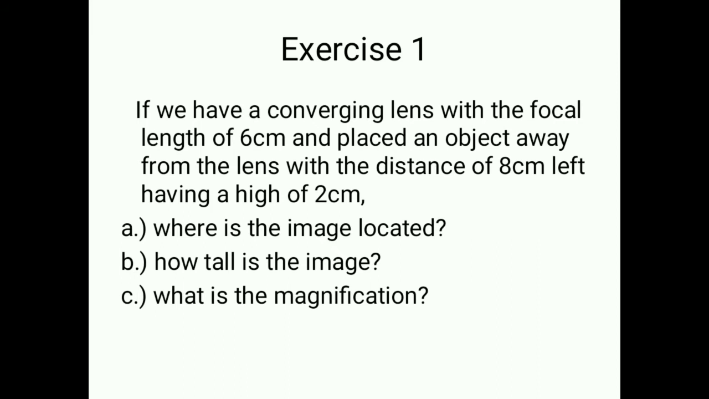Now we're going to have an exercise. If we have a converging lens with a focal length of 6 cm, and we place an object away from the lens at a distance of 8 cm to the left, having a height of 2 cm. Where is the image located? How tall is the image? What is the magnification?